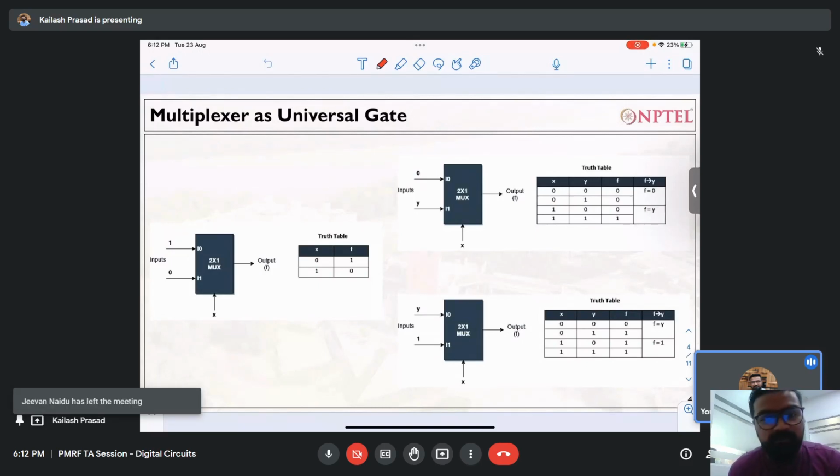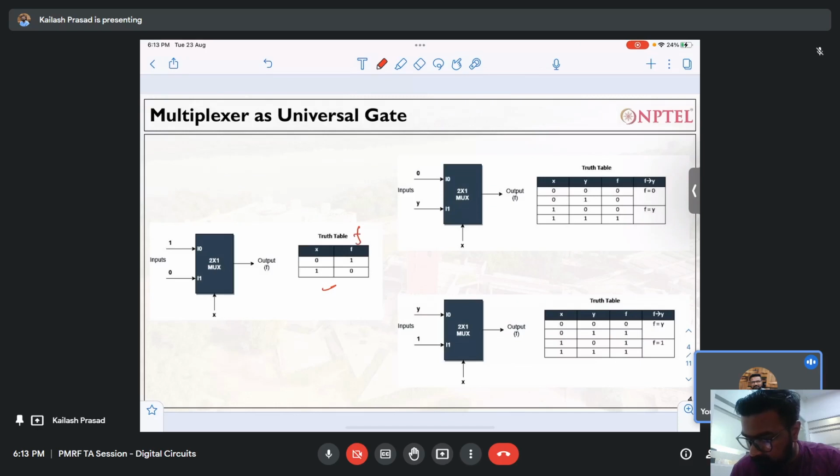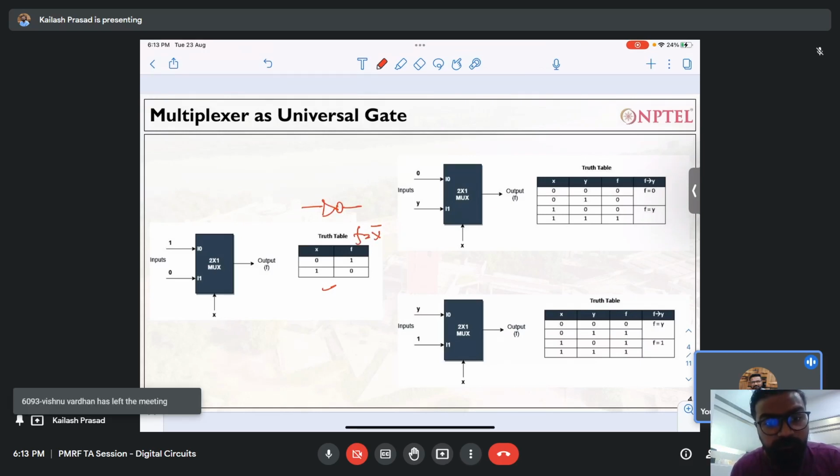I've given some examples, starting with the most basic gate of digital circuits, what we call the NOT gate. Everybody knows this is the truth table of the NOT gate, where you provide input x and you get the complement of x. So f will be x bar, right? This is what we are designing. We are using a 2x1 mux for designing the NOT gate. So how do you design it?